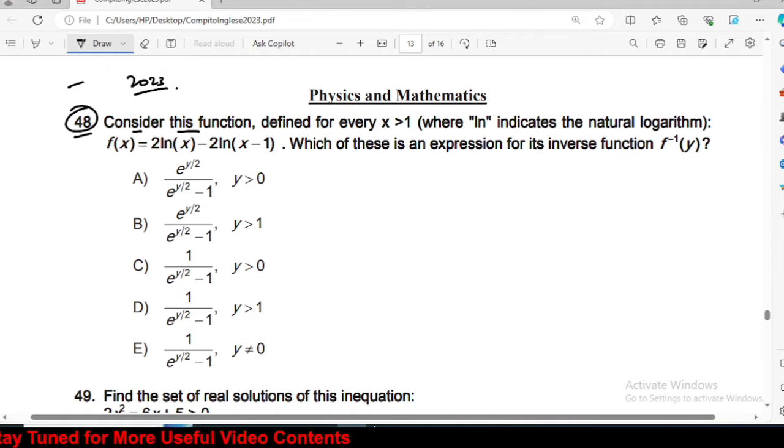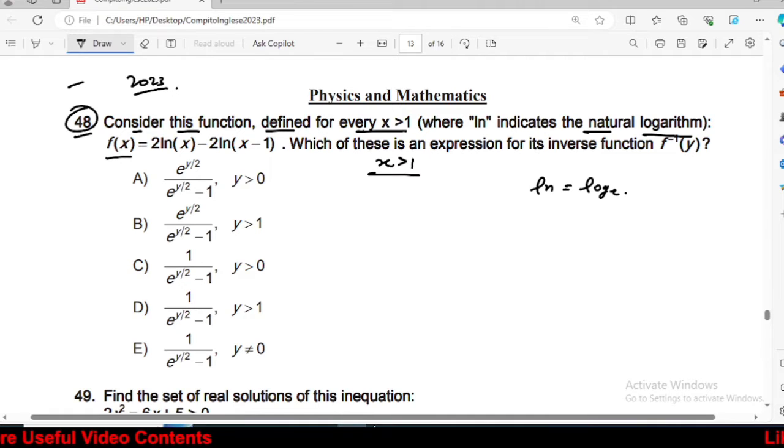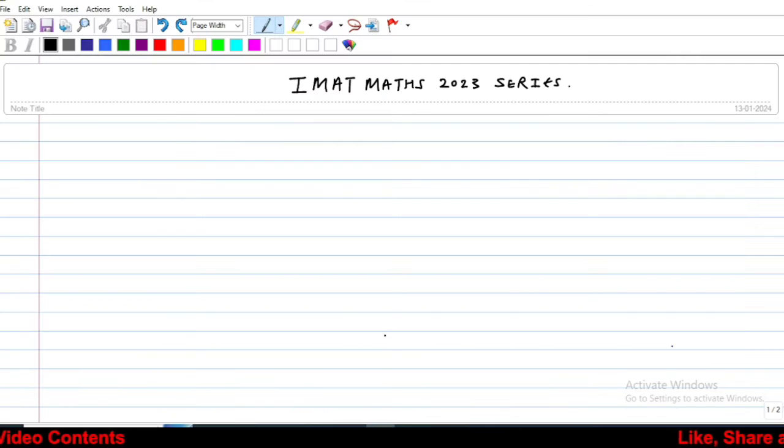Consider this function defined for every x greater than 1. Note this point, where ln indicates the natural logarithm. That is, ln implies logarithm with base e, and the function f(x) is equal to 2 times log x minus 2 times log of x minus 1. Which of these is an expression for its inverse function f inverse y? Okay. Now let's work on the given question.